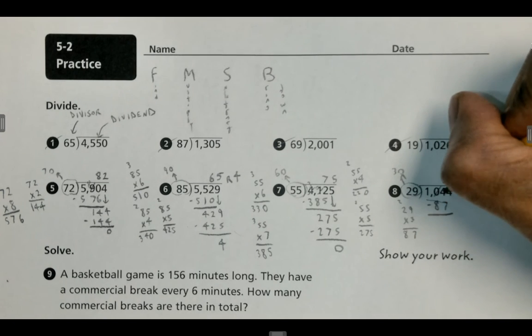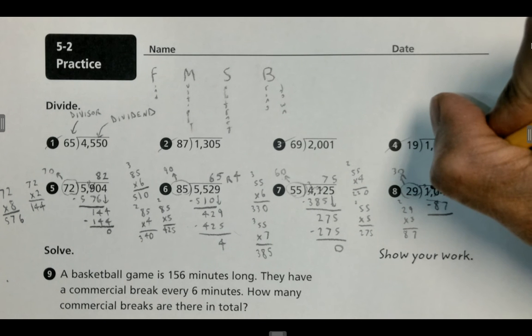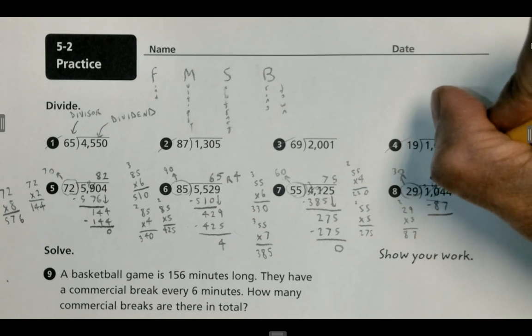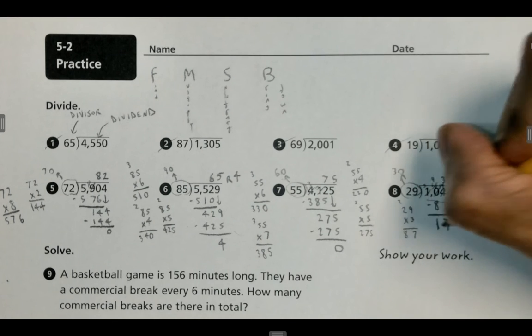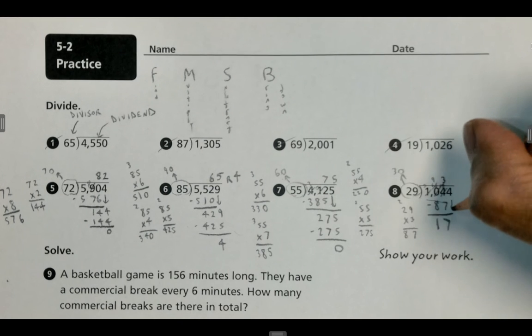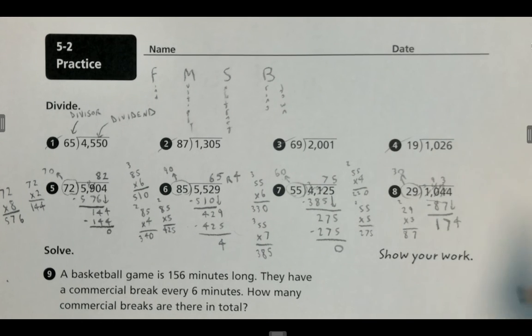Here we've got to subtract across zeros. It becomes a 10. And this becomes a 9. This becomes a 14. 14 minus 7 is 7. 9 minus 8 is 1. Bring down the 4.